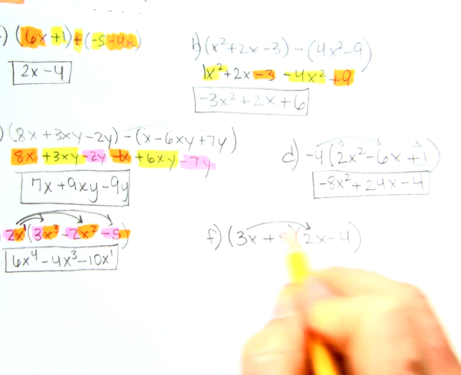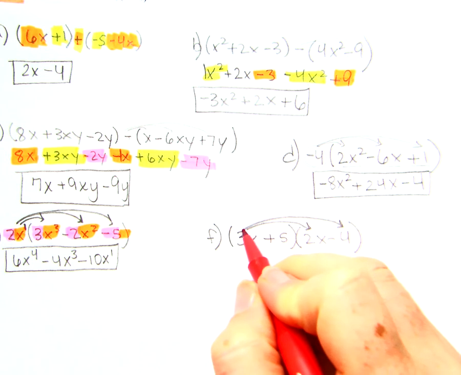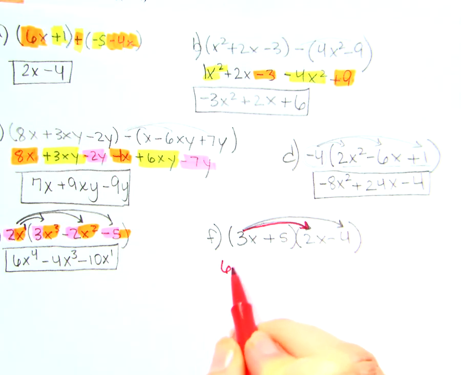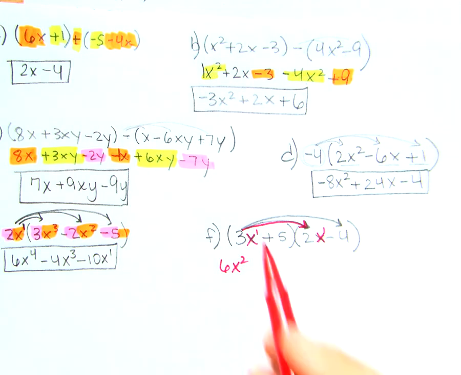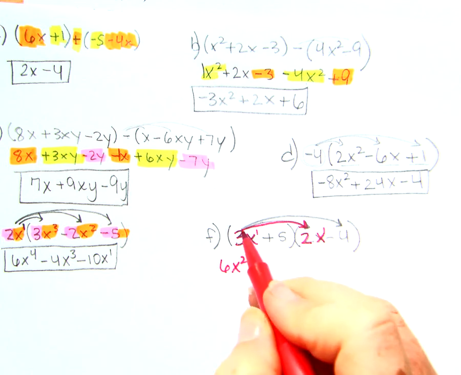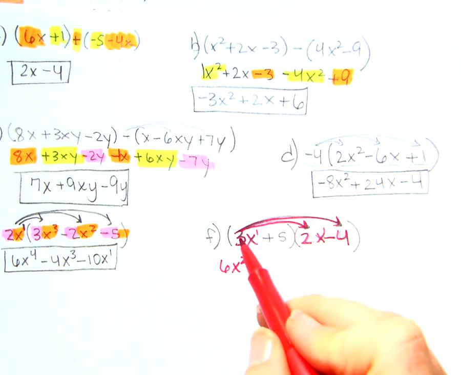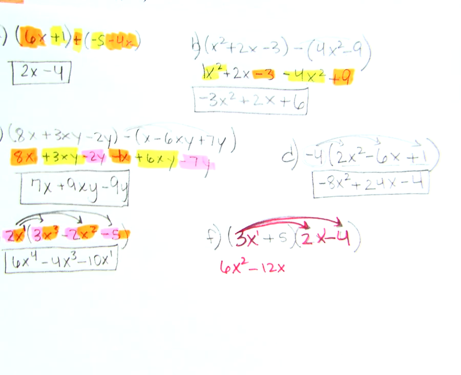So I'll do 3x distributed first, right? So I'm actually going to, let me switch to colored pen. So I'm going to multiply 3x times 2x. 3 times 2 is 6. And then x times x is x squared, right? Because those are both x to the first, so you're going to add the exponents. So that was 3x times 2x gives me 6x squared. And then I'm going to do 3x times negative 4. So 3 times negative 4 is negative 12. X doesn't have anything to multiply by, so it doesn't change.